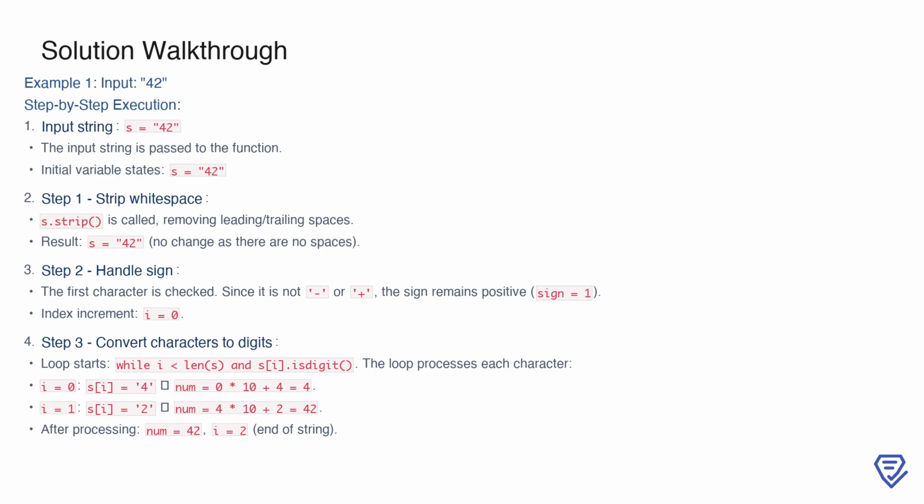We then move to the third step, which converts the numeric characters to digits. In this step, a loop iterates through the string as long as the current character is a digit. First, at index 0, the character 4 is processed, updating number to 4. Then, at index 1, the character 2 is processed, updating number to 42. At this point, we've reached the end of the string, so the loop exits. The final value of number at this step is 42, and the index is now 2.